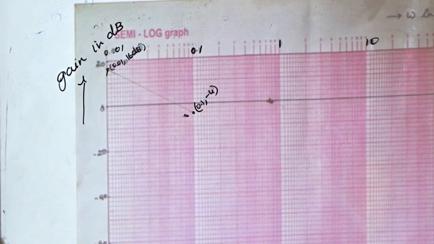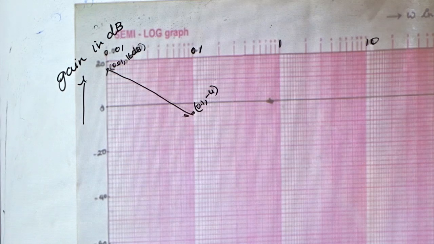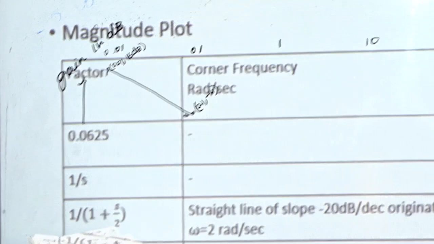Then join these 2 points. But what is the corner frequency? Where do we have the corner frequency? Just check at 2.